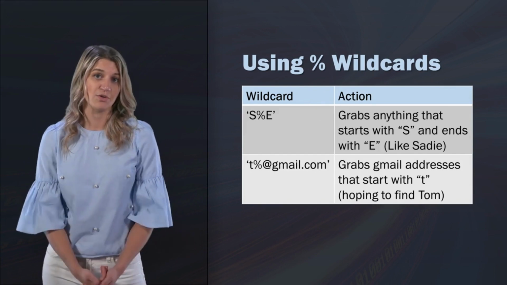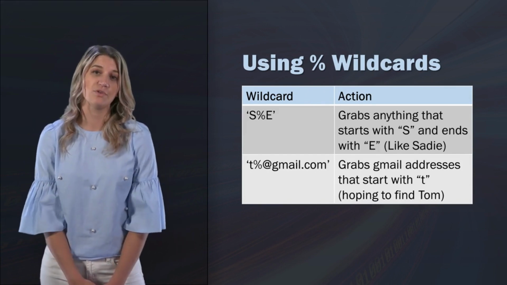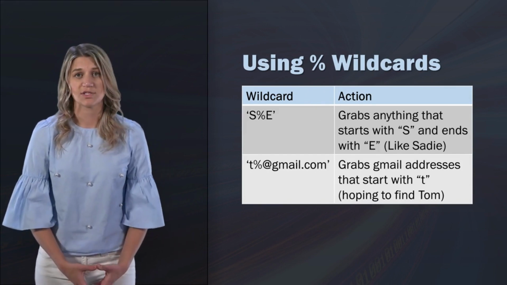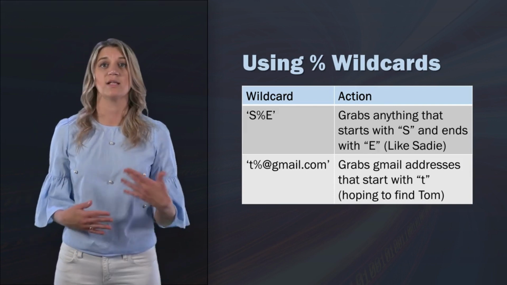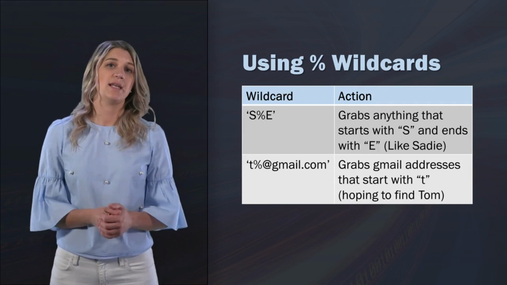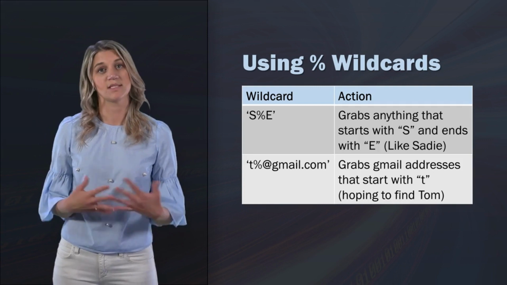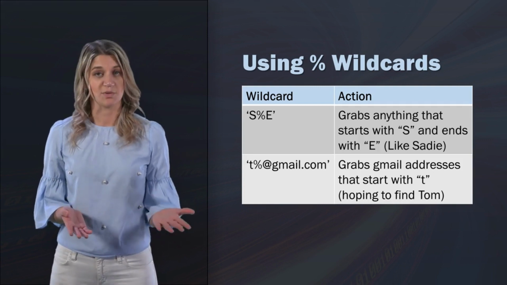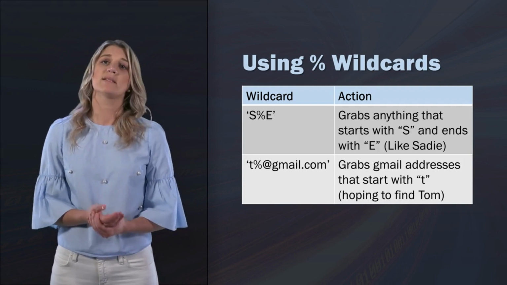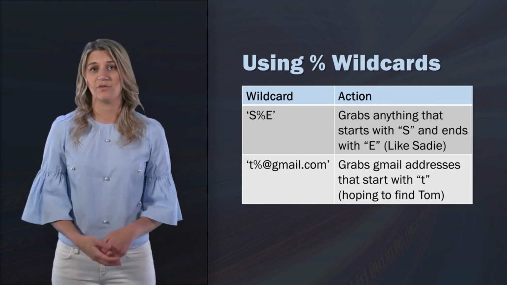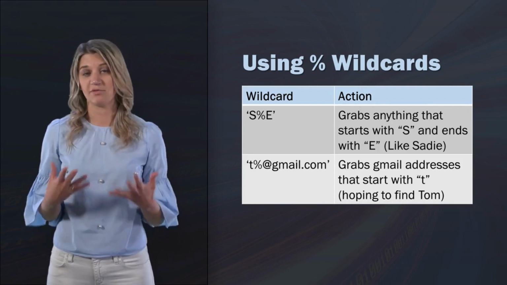Another way you can use a wildcard is in the middle of two letters. I may search for something that starts with S and ends with E. And this then, in turn, would grab my name, Sadie, because my name starts with S and ends with E. It's not common, but may be helpful if you're looking for, say, different emails.